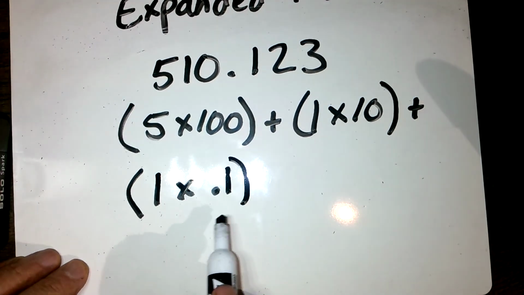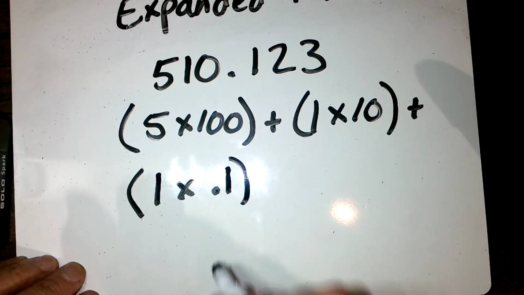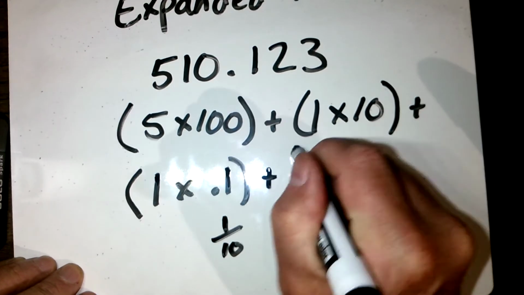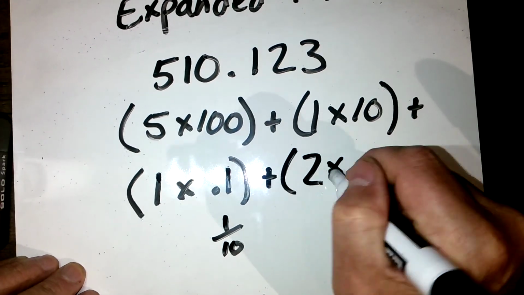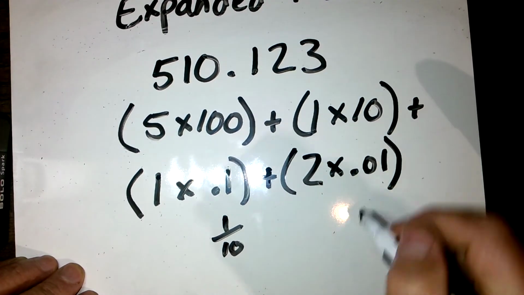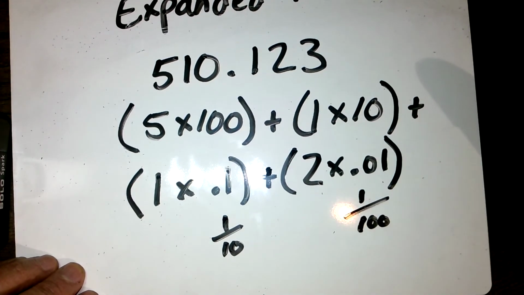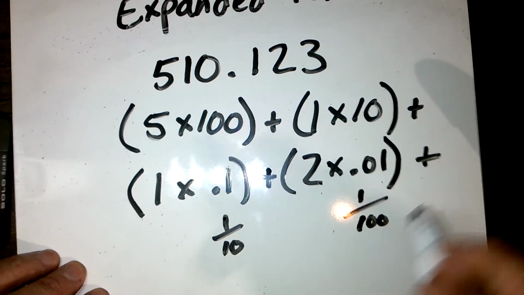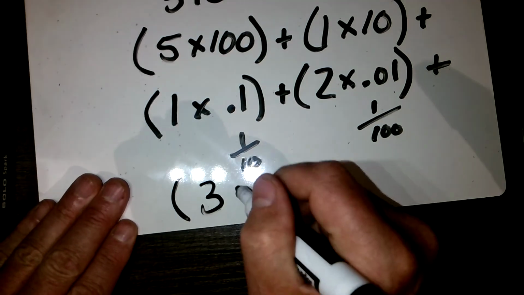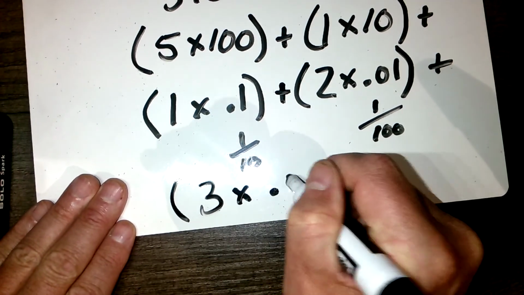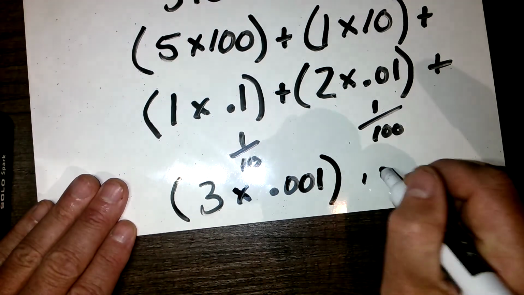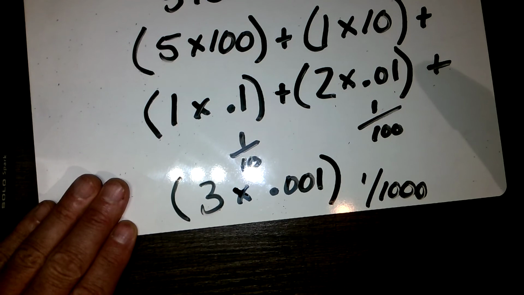So I have 1 tenth, or I could have written it like that if I wanted to, plus 2 in the hundredths place. So I could go 0.01 because that's a hundredth, or I could have written 1/100 like that if I wanted to. Plus, and then I'll go down to the thousandth. I have a 3 in the thousandths place, so I'll do 0.001. And I could have written it like this also, 1/1,000 like that.